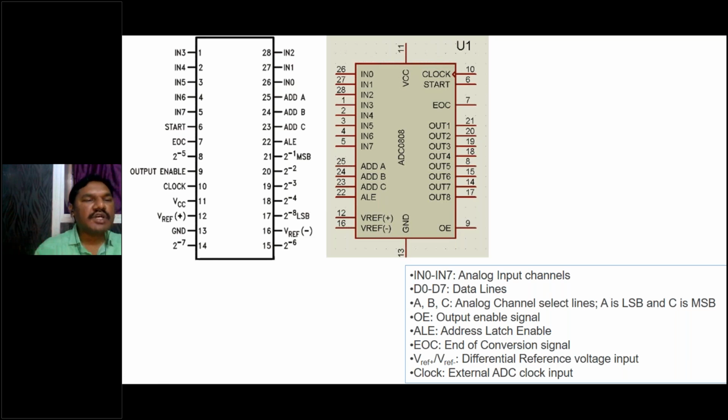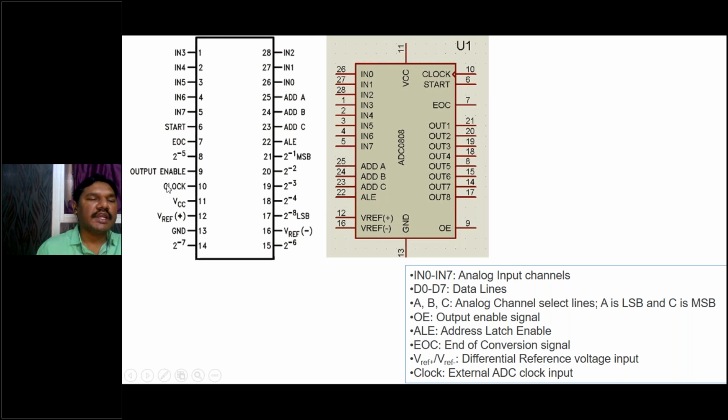Next, if it is the start of conversion from analog to digital, then this pin will be 1. If the analog to digital conversion is over, then this bit will be 1. EOC, end of conversion, will be 1. Output will be generated, and that will be known by this output enable.